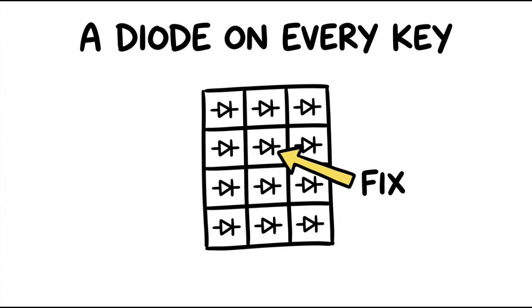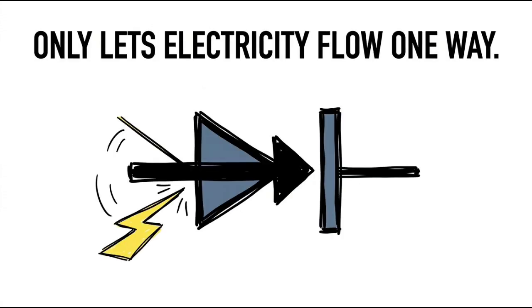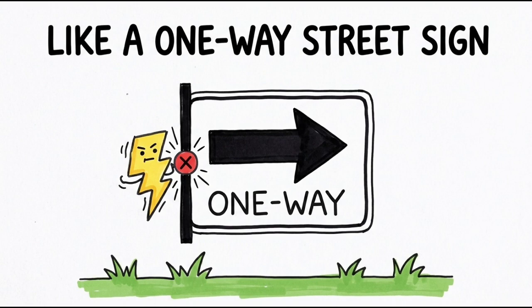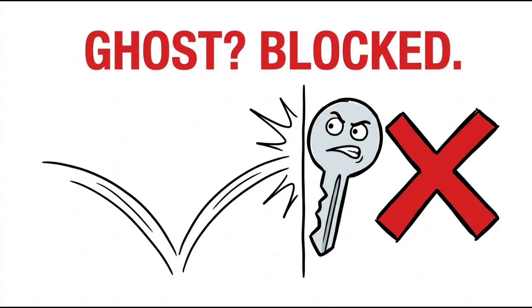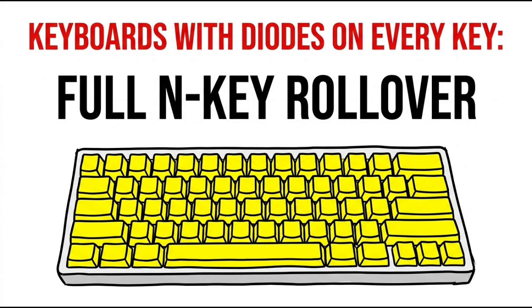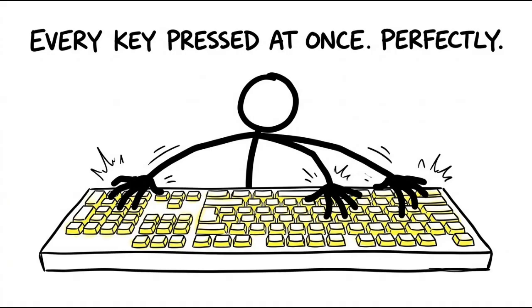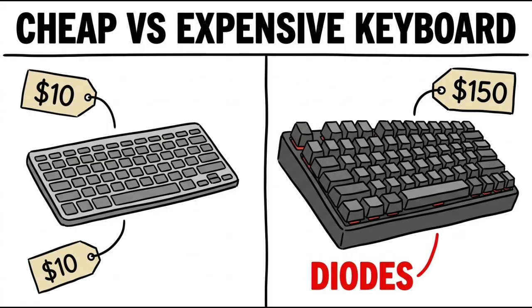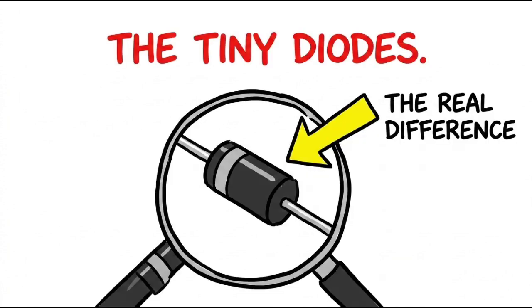The fix is a diode on every key. A diode only lets electricity flow one way, like a one-way street sign. Ghost? Blocked. Problem solved. Keyboards with diodes on every single key are called full N-key rollover keyboards. They can detect every key pressed at once, perfectly, no matter how many. This is the real difference between a cheap keyboard and an expensive mechanical one. Not the satisfying click sound, the tiny diodes.